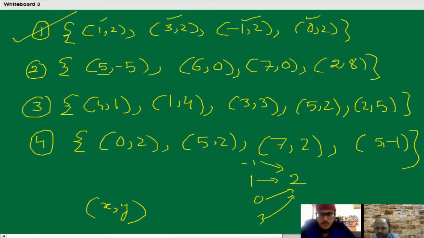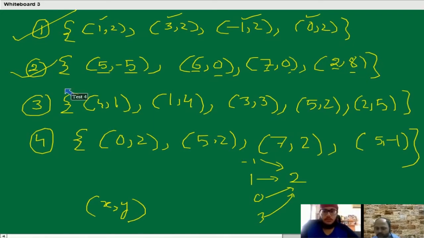X value 5 goes to -5. X value 6 goes to 0. X value 7 goes to 0. X value 2 goes to 8. Right? Yes, sir. So will it be a function? Yes, sir. Definitely, because for no x value here can we see more than one y value. That's the point we have to remember.